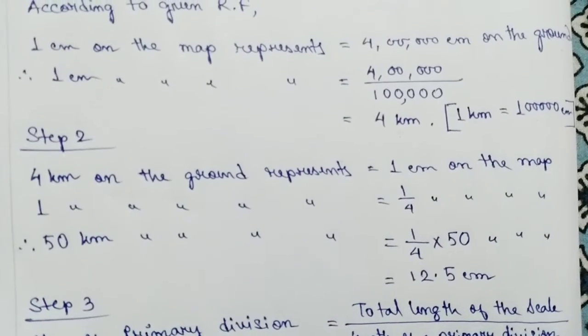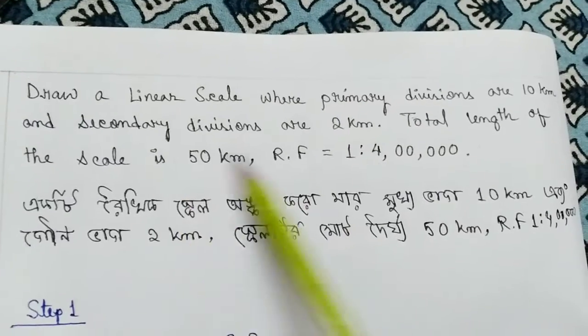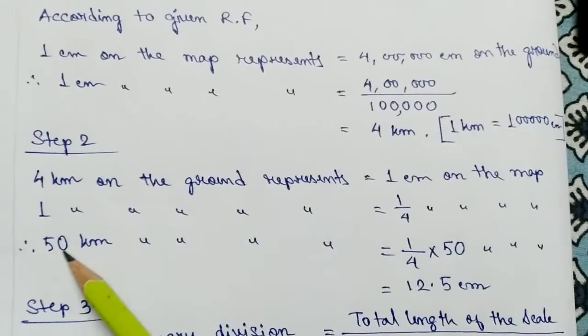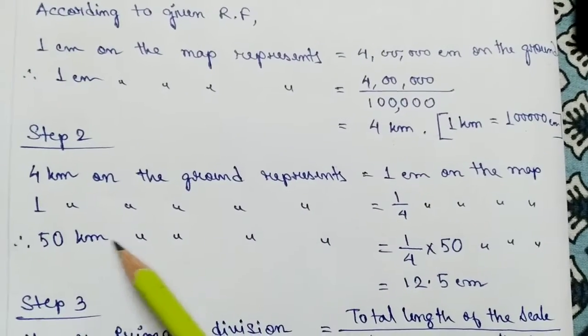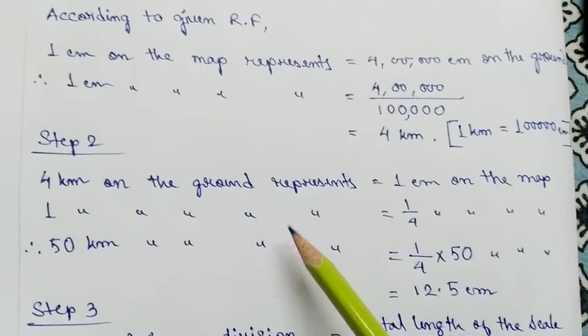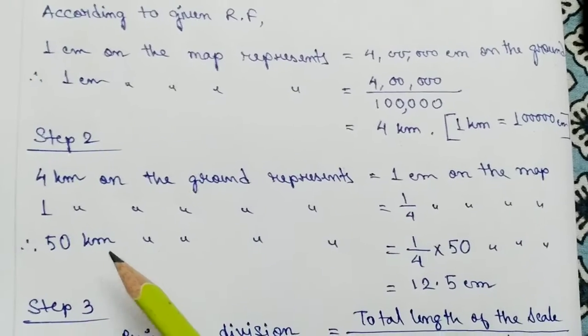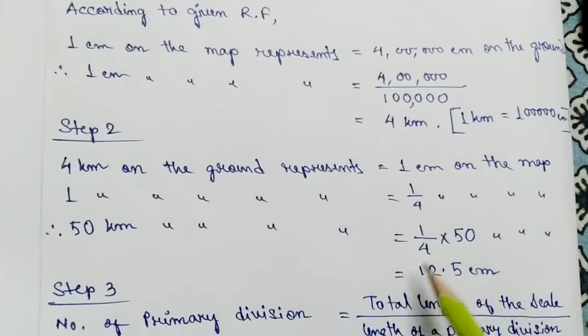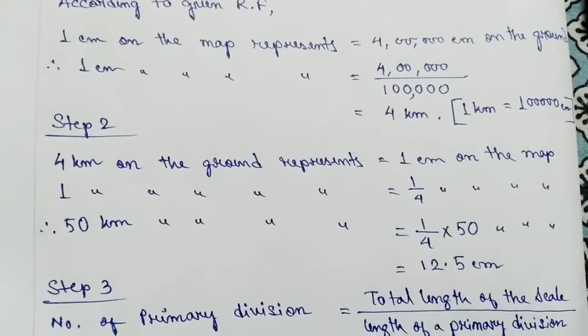Again I am showing you the question. Here is the question. The total length of the scale is 50 kilometer. So here we write that 50 kilometer on the ground. The total length has been given in the question. Same we have written here, 50 kilometer on the ground represents 1/4 into 50 and we will get 12.5 centimeter.